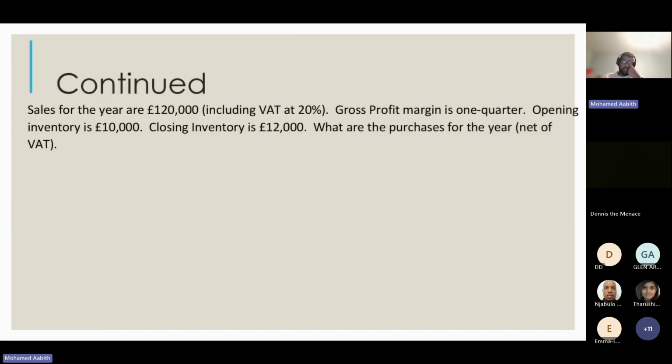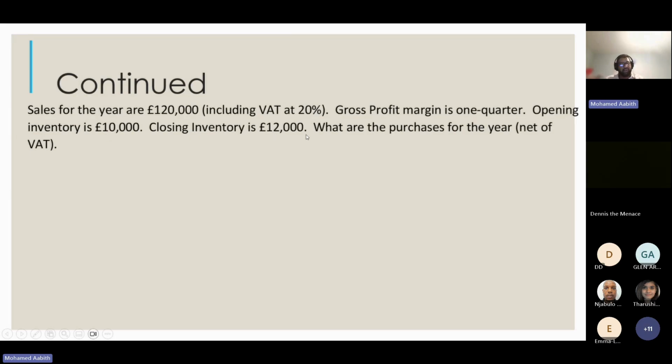We got one more question here. Sales for the year was £120,000, including VAT at 20%. Gross profit margin is 1/4, meaning 25%. Opening inventory is £10,000.